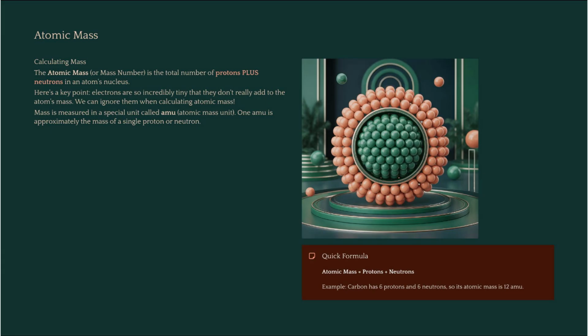It's the total count of the heavy particles. Knowing both the atomic number and the atomic mass lets us figure out all the basic structure of a neutral atom.